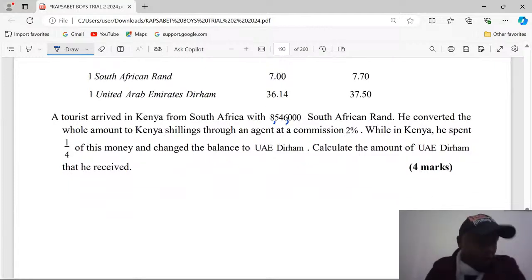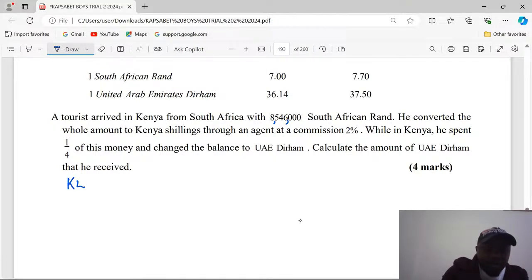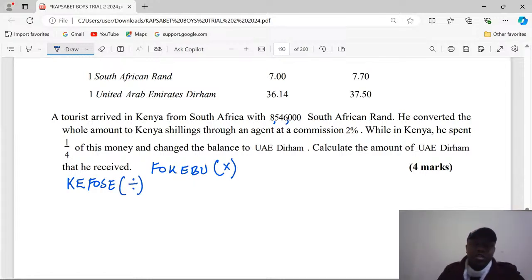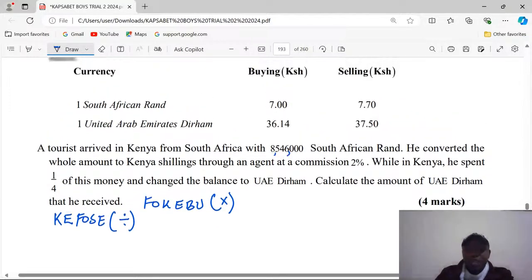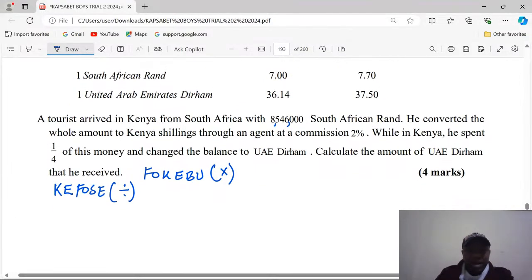We should know that there are these acronyms which help planners. For example, we say Kefose, then there is a Fokebu. In this case, we multiply. For this particular case, we do division. So for the multiplication case, we are saying from foreign to Kenyan currency, we use the buying column and we multiply so that we may get the Kenyan currency.